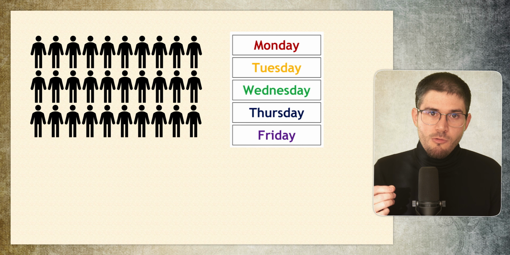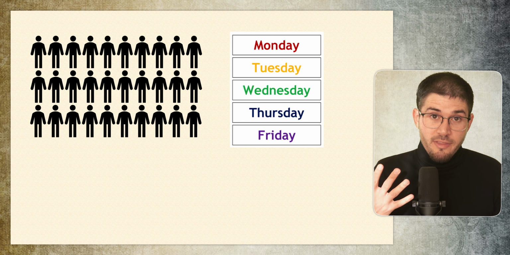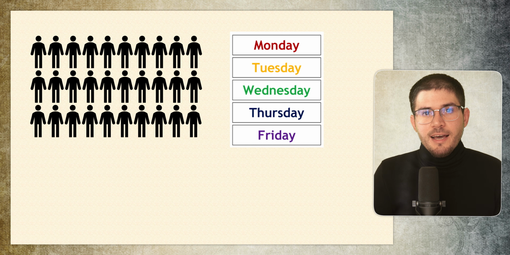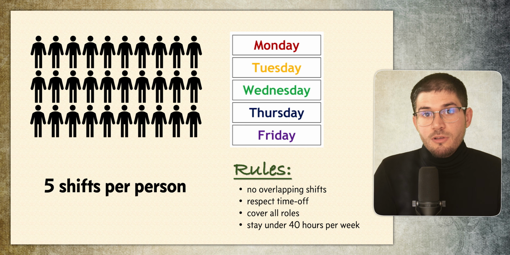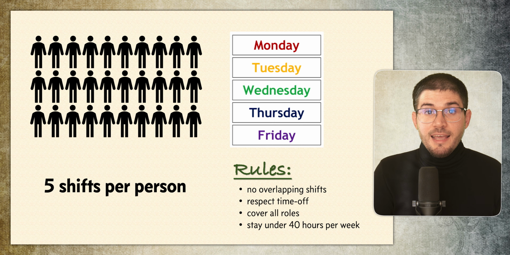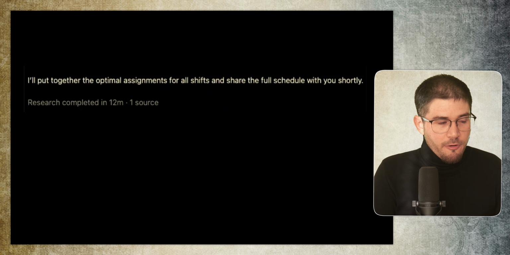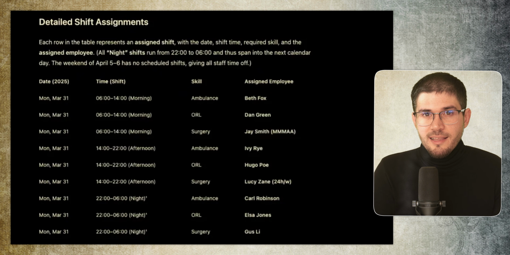Now, imagine that you have the following employee rostering problem. You have 30 employees, 5 work days, and 5 shifts per person. That is 150 shift assignments with rules like no overlapping shifts, respect time off, cover all roles, and stay under 40 hours per week, for example. When you ask an LLM to generate that schedule, it will do it for sure. It will output something that looks convincing, but if you look closely, then you will see that some rules fall apart. For example, someone could work 2 shifts at the same time, another has no week off, or some coverage gaps appear.